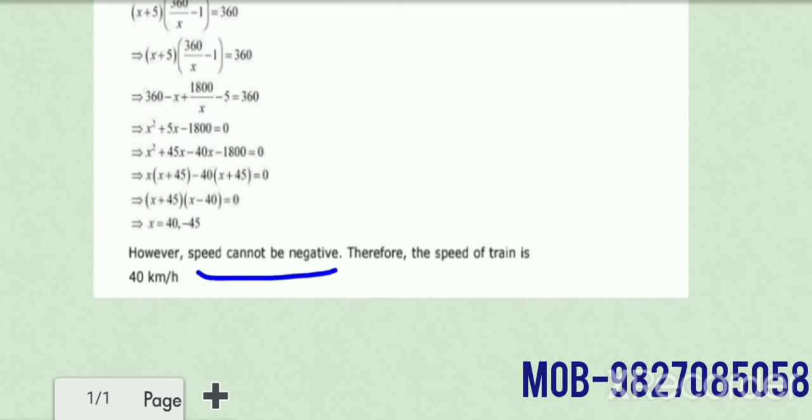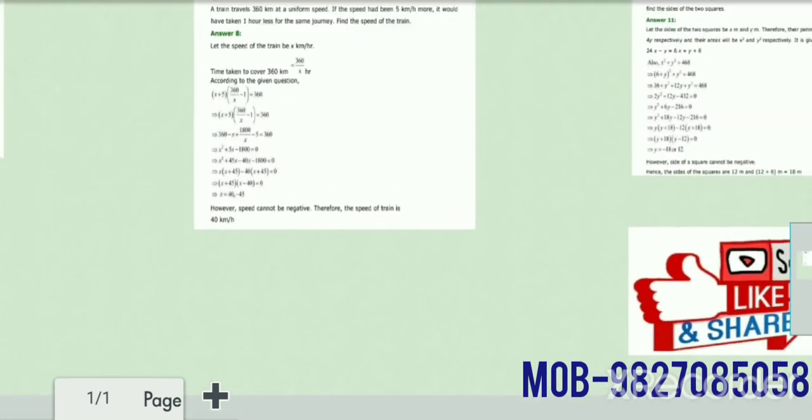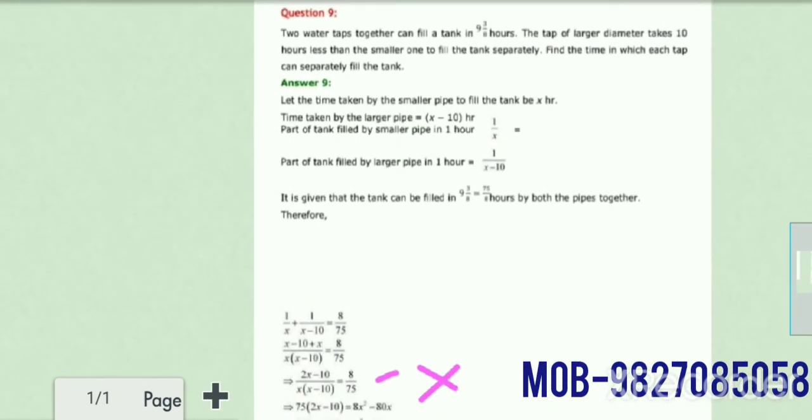Here speed cannot be negative, so taking x is equal to 40 km per hour. This is the speed of the train. Okay. Now question number 9.